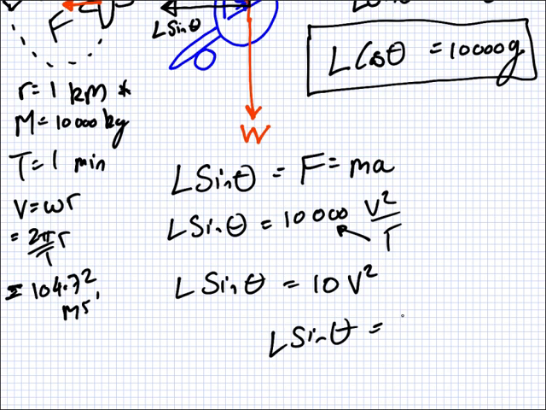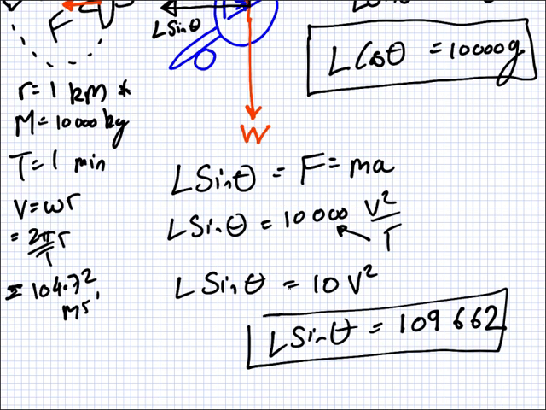What is it? 104.72 squared. Did you square root it? Multiplied by 10. Square it and times 10. 109,662. Okay. Well, we'll leave it like that. That's L sine theta.